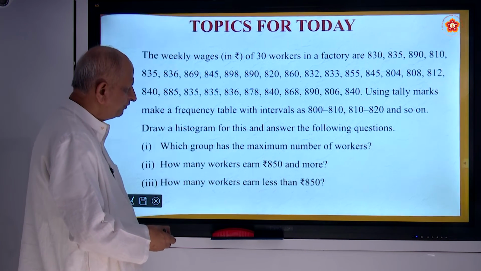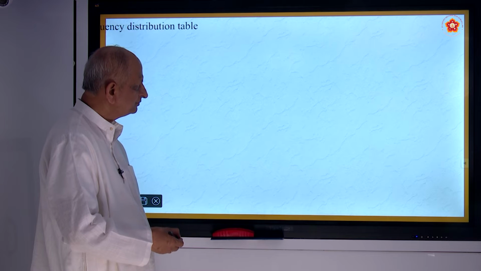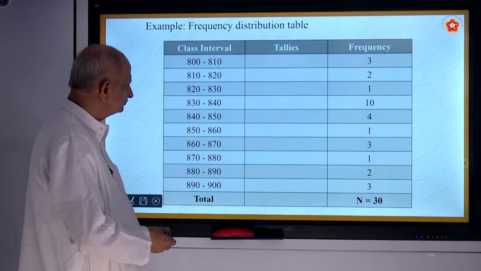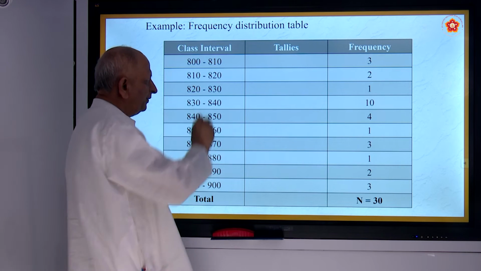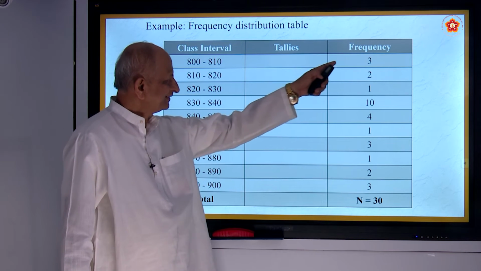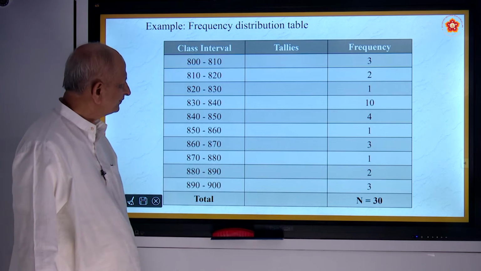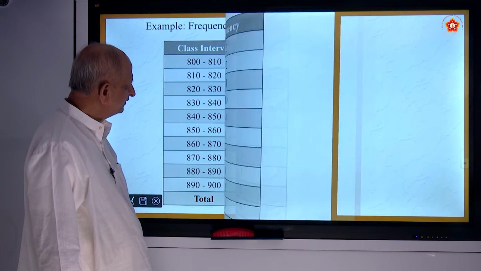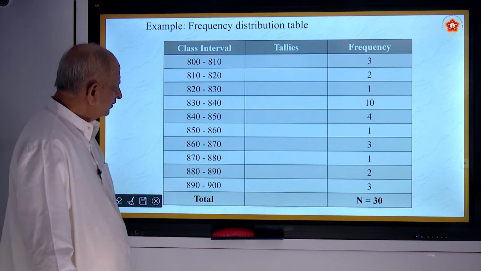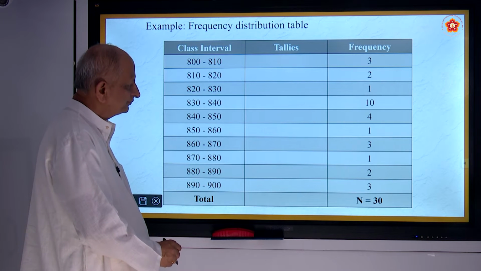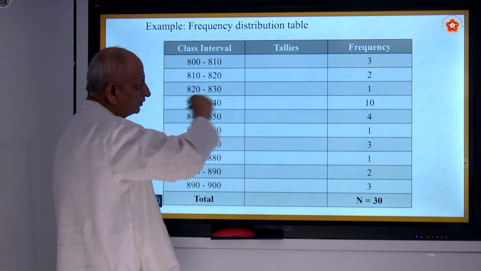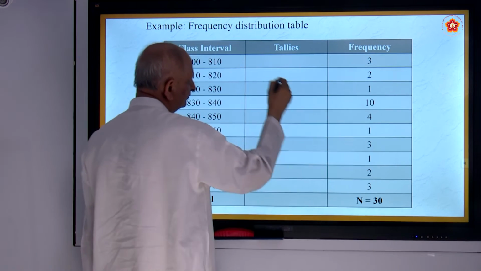Okay. So shall we prepare the frequency table? For the frequency distribution table, the first thing is class interval. Note down. Second is tallies. Third is frequency. So, putting tallies: how to put tallies? You must take each value and put tallies, and it comes to frequencies.